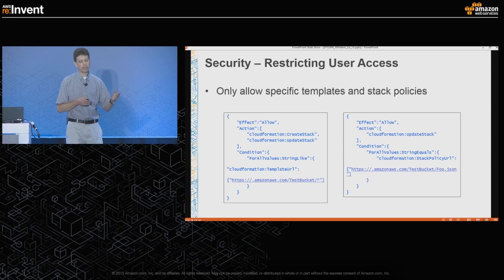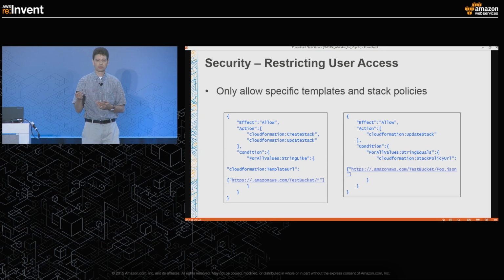So for example, on the left there, it shows an IAM policy snippet, which really says for create stack and for update stack, whereabouts is this user, whatever this policy is attached to, where can that template come from? And in this case, it's restricting that user to a specific bucket. So templates always have to come from that bucket for this particular user.